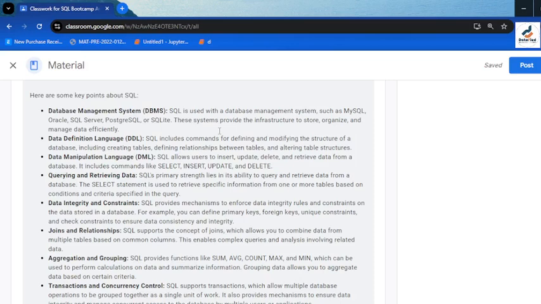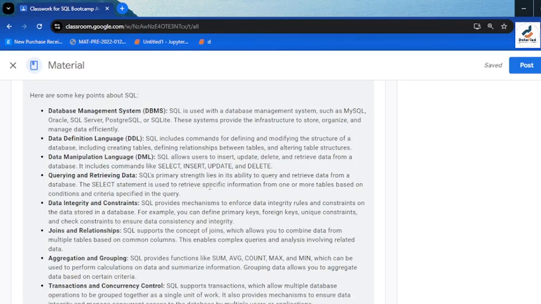SQL, it provides the infrastructure. So these systems, these database systems, right? Since we use SQL with this database system, what does this database management system mean? It means that it provides infrastructure to store, organize, and manage data efficiently.